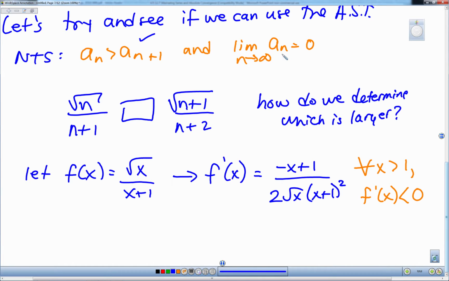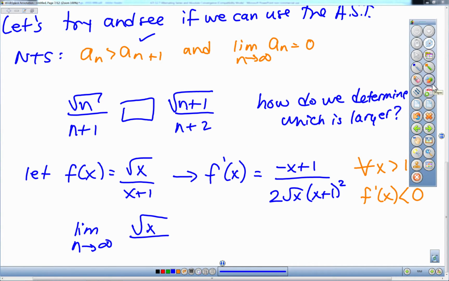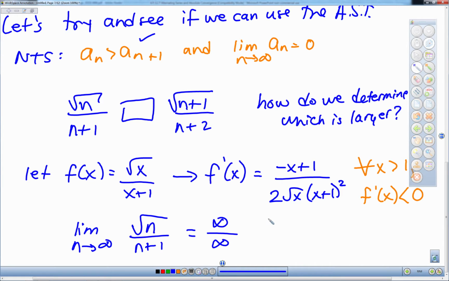Now let's see if we can demonstrate the second piece, that the limit as n approaches infinity of the nth term is 0. So let's take the limit as n approaches infinity of the square root of x over... sorry, I'm still in function mode. Let me go back into series mode here. When you try to evaluate this limit, we're going to get infinity over infinity. What do you do when we have an infinity over infinity?